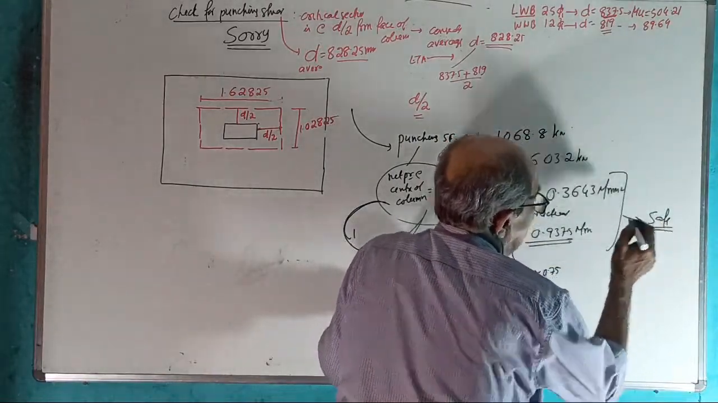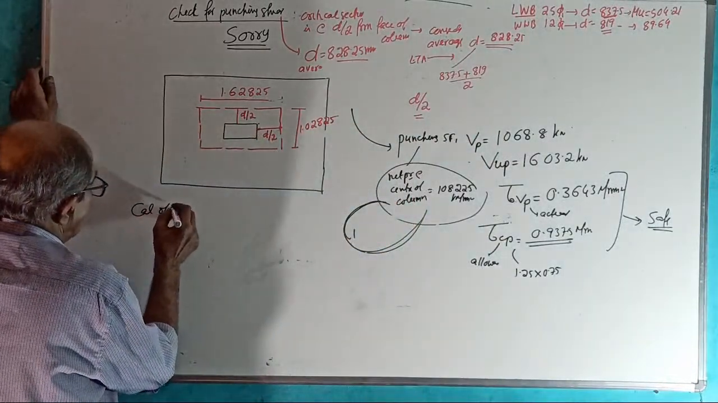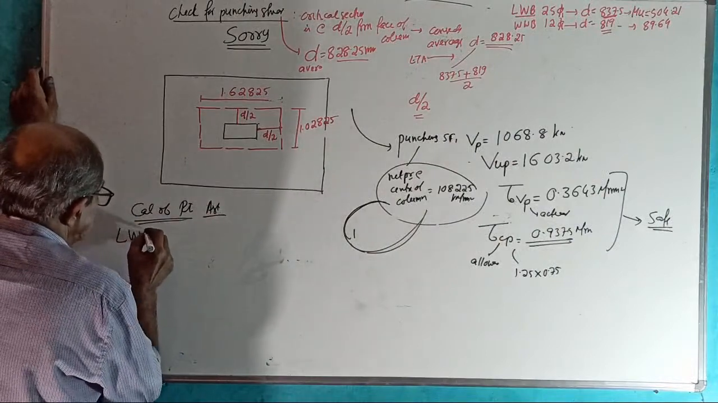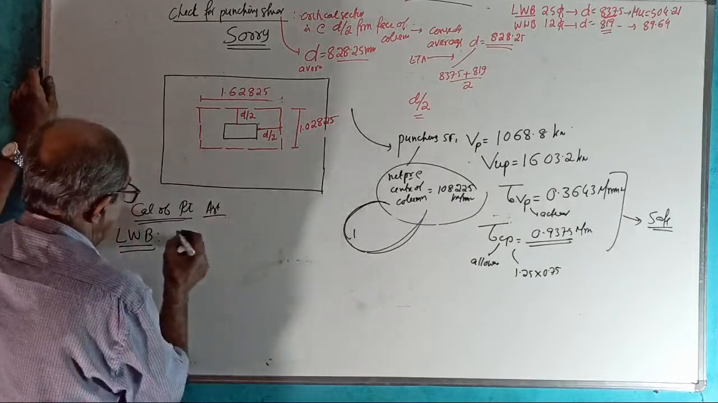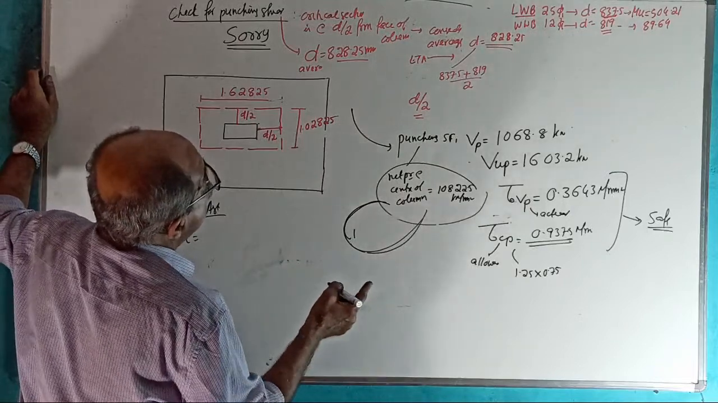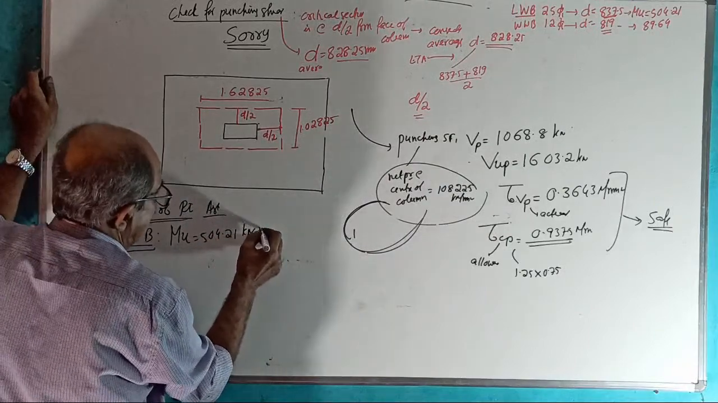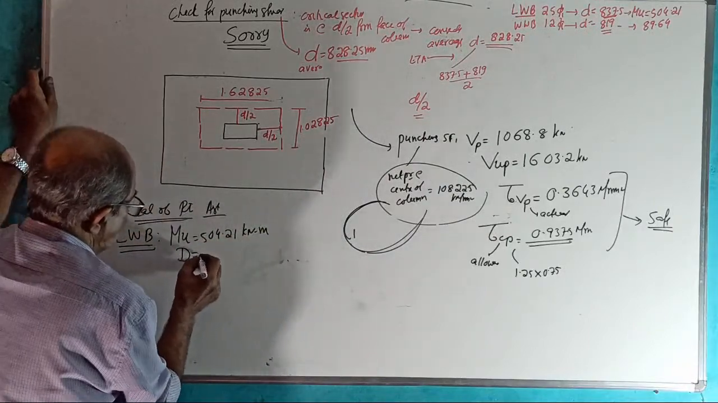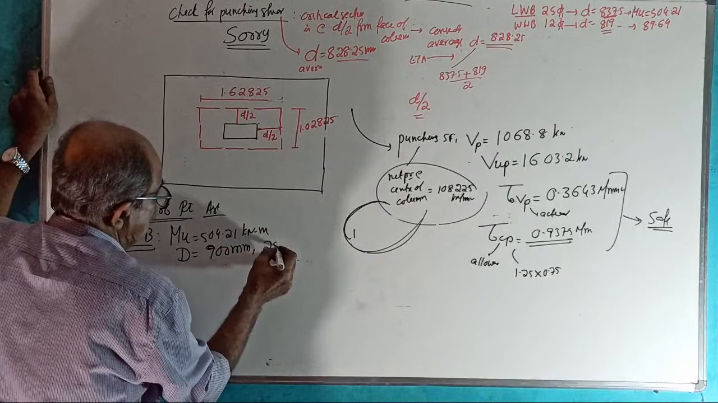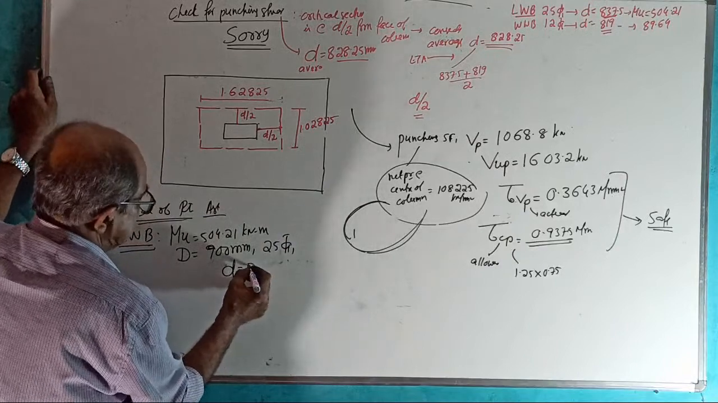Once it is safe, I will give it more work for you. Do one thing. Start calculation of reinforcement, AST. First, lengthwise bending. MU is 504.21 kilonewton meter. And capital D equal to 900 millimeter. And with the 25 torque for lengthwise bending, effective depth provided is 837.5 millimeter.